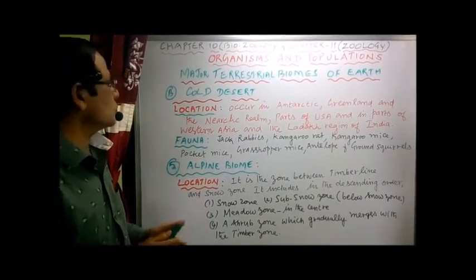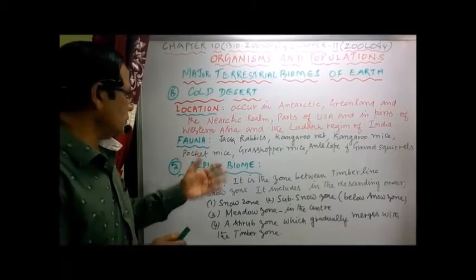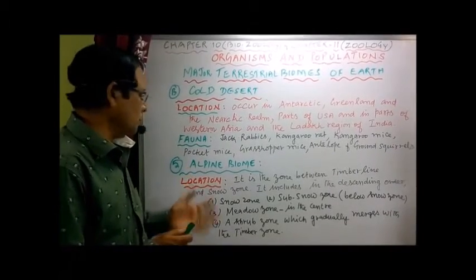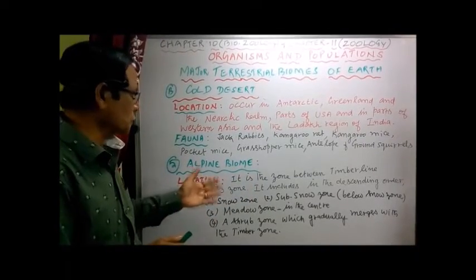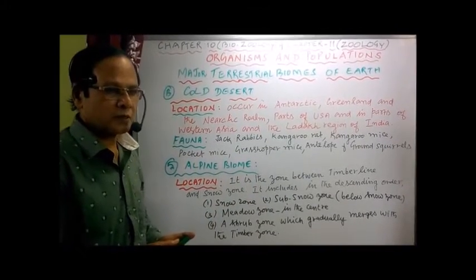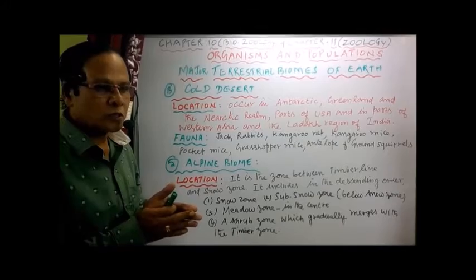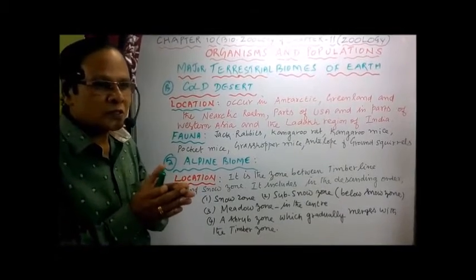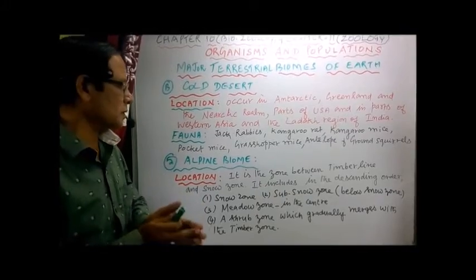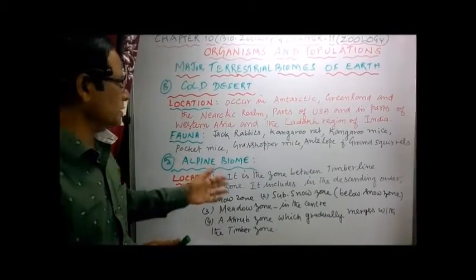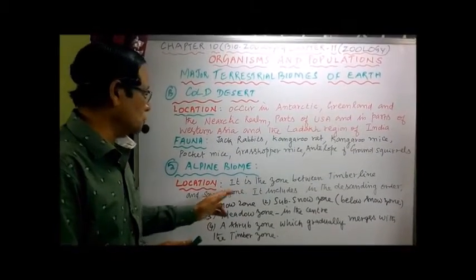Now the fifth type of biome, the Alpine biome. What is the Alpine biome? It is a zone between the timberline and the snow zone. What is the timberline? The zone above the limits of tree growth is called the timberline. So it is a zone between the timberline and the snow zone.